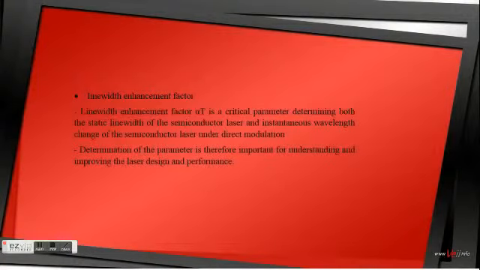Linewidth enhancement factor. The linewidth enhancement factor is a critical parameter determining both the static linewidth of the semiconductor laser and the instantaneous wavelength change of the semiconductor laser under direct modulation. Determination of the parameter is therefore important for understanding and improving laser design and performance.